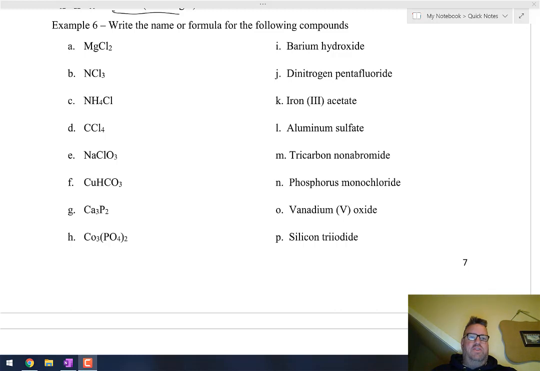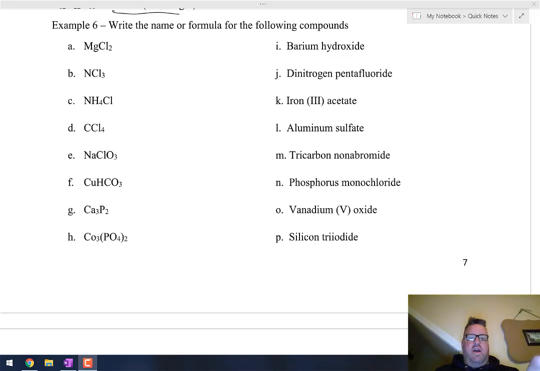So for example, here on example 6, letter A, I see MgCl2, and the first thing I think is, is it ionic or is it covalent? Whether it's 1A through H or I through P, that's what really matters here: is it ionic or is it covalent? I see that magnesium there in the front, and I go, oh, it has to be ionic, because ionic contains metals and nonmetals, or positive charges and negative charges. So I know it's ionic.